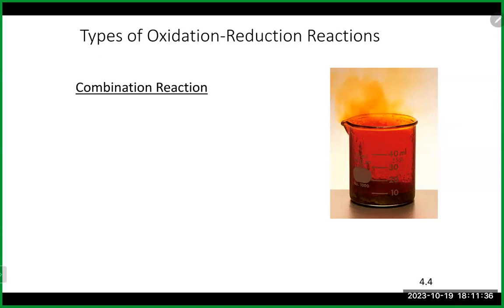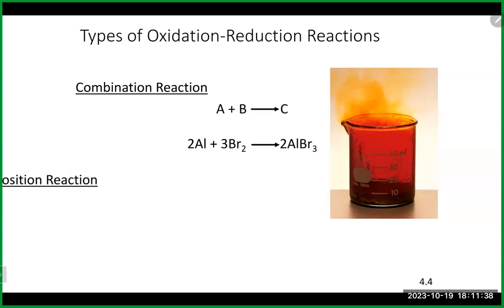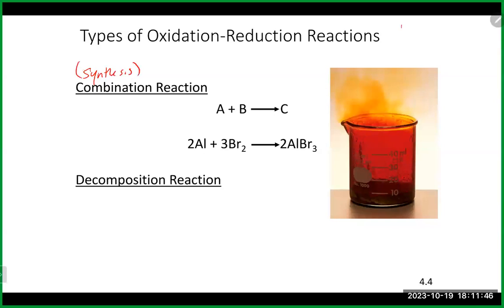So the first one is a combination reaction, also sometimes referred to as a synthesis reaction. It is definitely a redox reaction that's happening. But the way you can recognize a synthesis or combination reaction is basically two things make one thing. Aluminum and bromine come together to make aluminum bromide. So that's two things making one thing, and you could classify this as a synthesis or combination reaction. It is still a redox reaction.